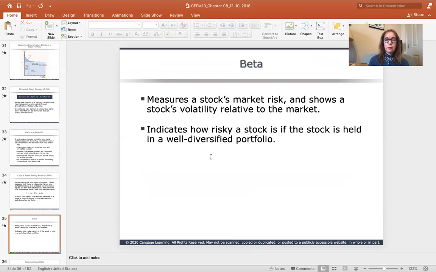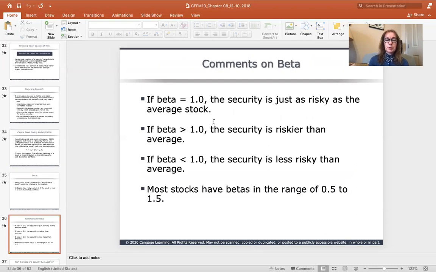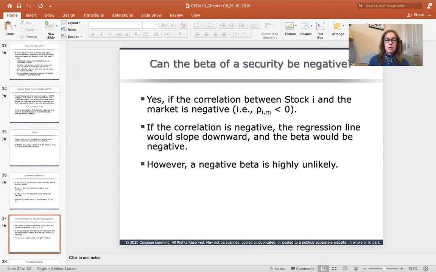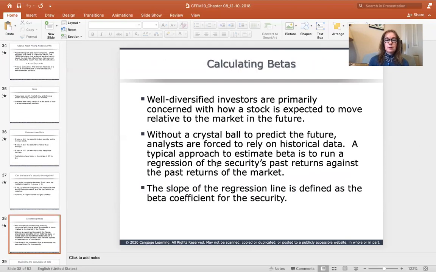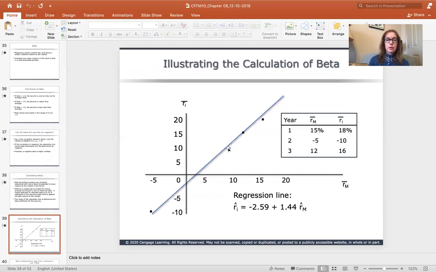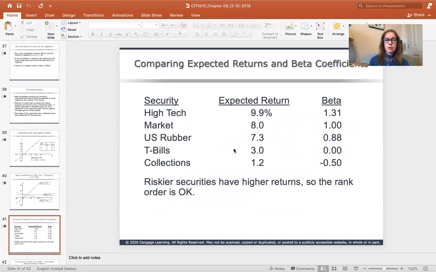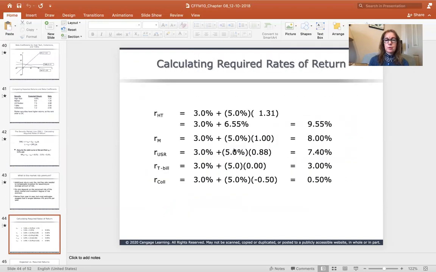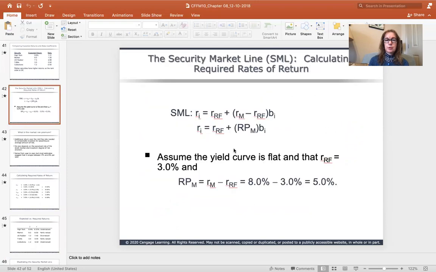Okay, so we went over beta. This just explains what I just told you about beta. All right. Hang on a second, let me go to a different slide. Okay, sorry about that. Let me go back here.